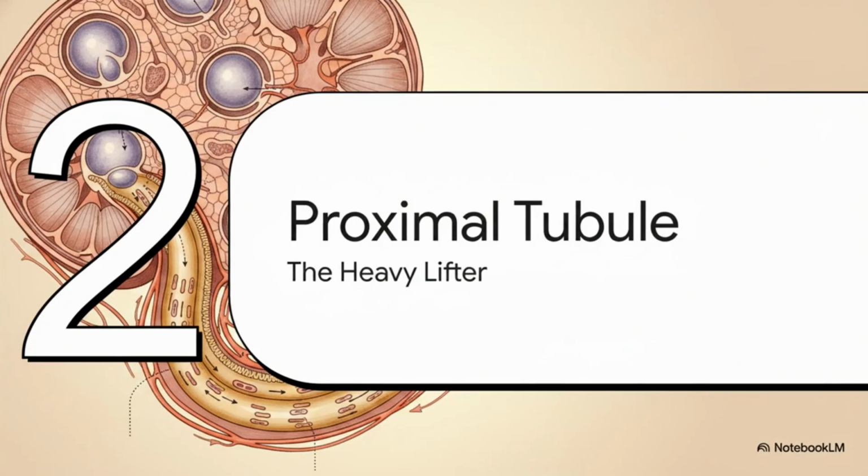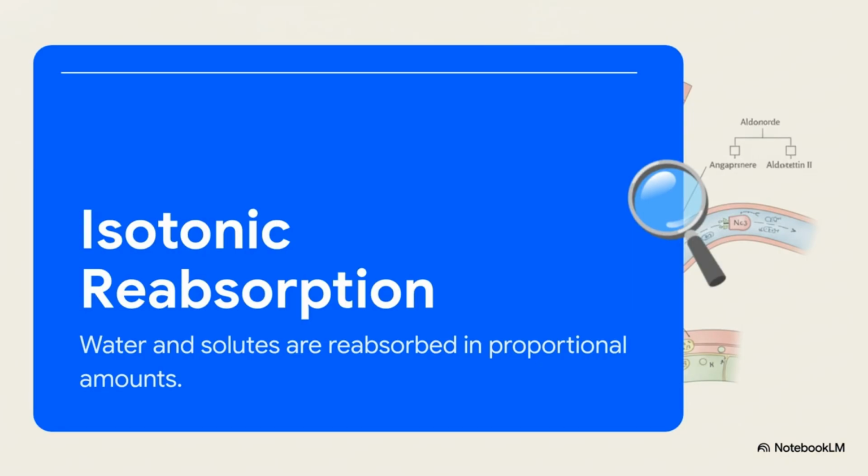So let's zoom in on that heavy lifter, the proximal convoluted tubule. The absolutely crucial thing to remember about this segment is that reabsorption here is essentially isotonic. What does that actually mean for us? It means water directly follows the solutes. As massive amounts of sodium, chloride, and other vital solutes are actively pumped out of the tubular lumen and into the interstitial space, water passively tags right along at the exact same proportional rate. Because they move hand in hand, the osmolality of the tubular fluid stays identical to the plasma. It doesn't concentrate the urine, it doesn't dilute it, it just dramatically shrinks the total volume.